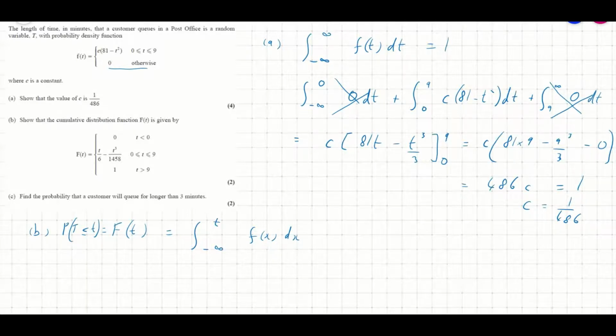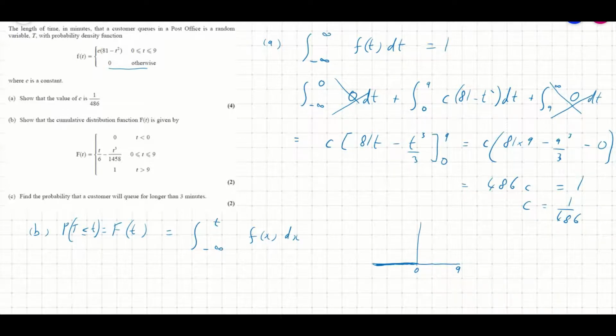Okay, now the tricky bit again is because we have some different ranges. Well, let's look at our PDF. Our PDF looks like this. It's 0 when t is less than 0, so we've got this region here where it's 0. Between 0 and 9 it is equal to 81 minus t squared over 486.